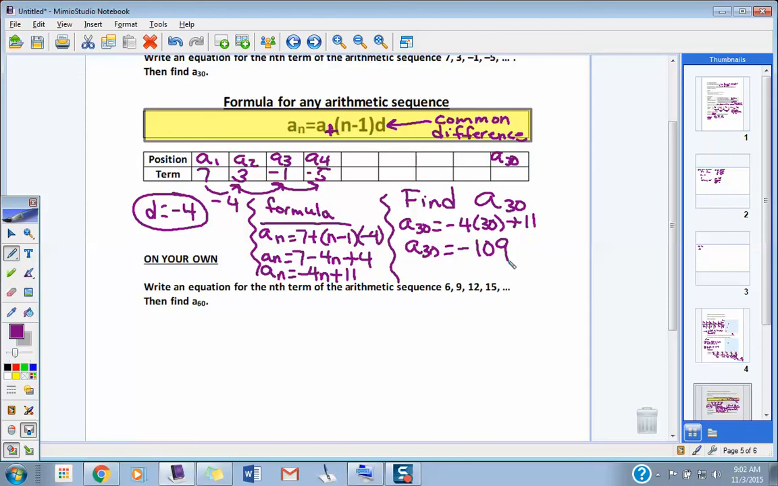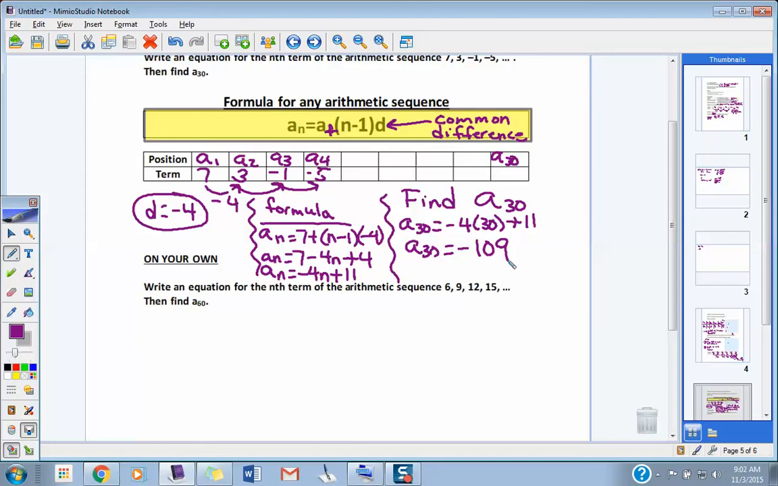Guys, I want you to try one on your own. Now, guys, real quick, what was the first thing we found in this? Common difference. And then we plugged in A of n. We said that's equal to, where does 7 come from, guys? It's the first term right here, then the n minus 1, and then times your common difference. Work it a little bit to get into slope-intercept form. Once you get done with this, plug in the n value for the term that you're trying to find.